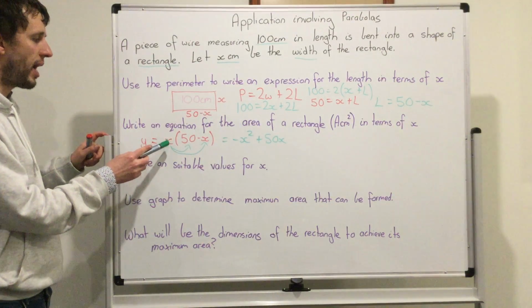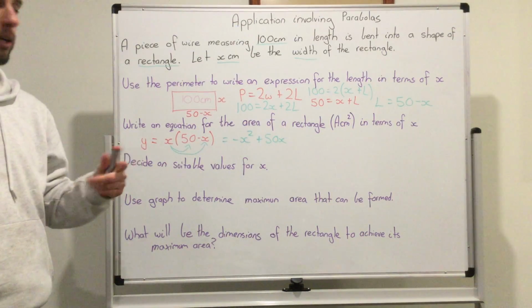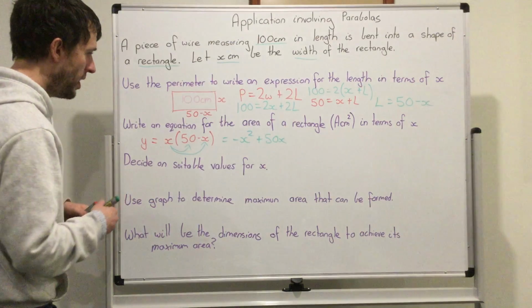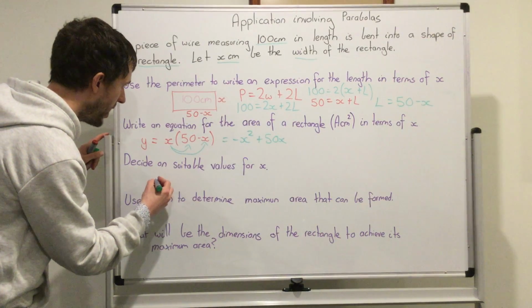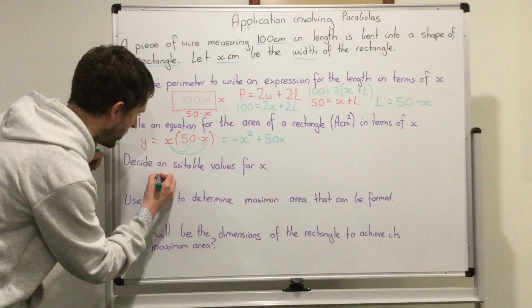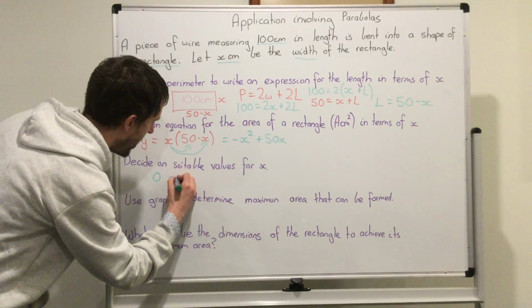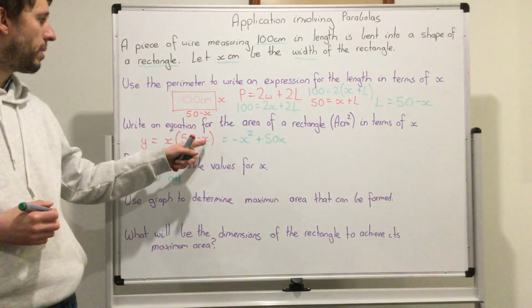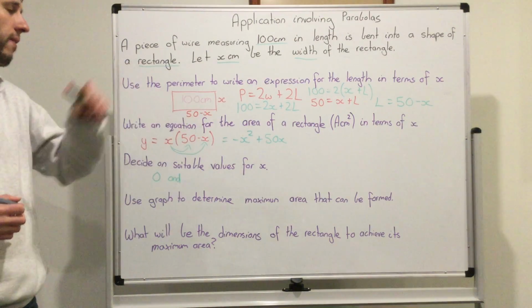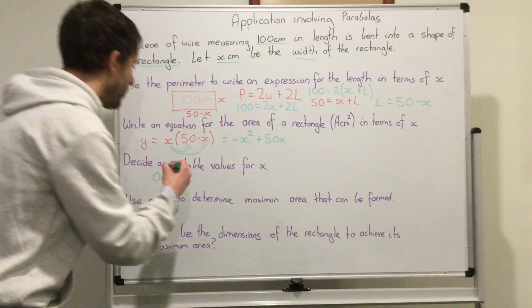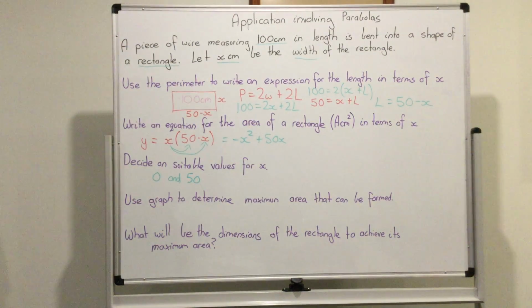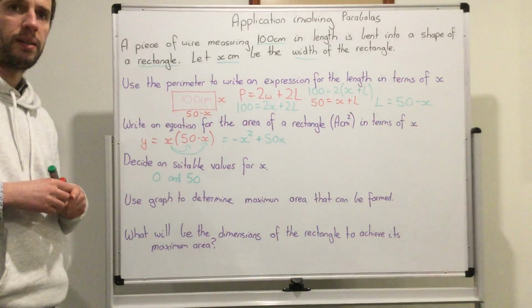Well, straight away I can make x to be 0, and then 0 times 0 is 0, awesome. So I know one of my values for x is 0, and the other value is going to be when x is 50. 50 take 50 is 0. So that means 0 and 50.